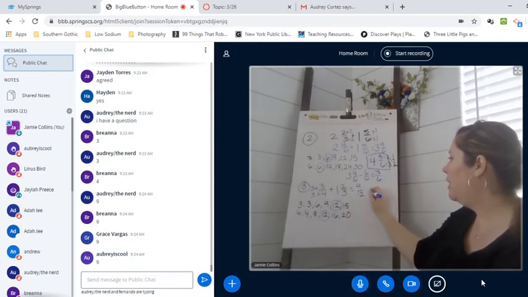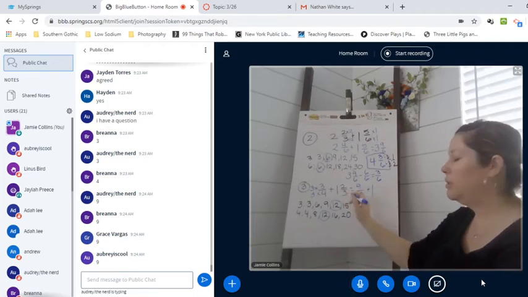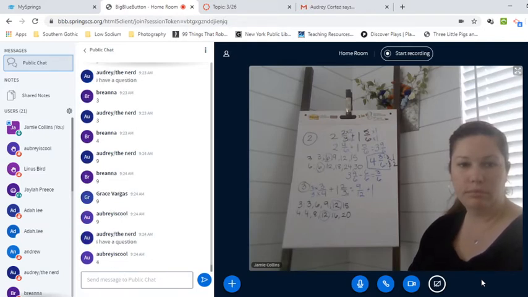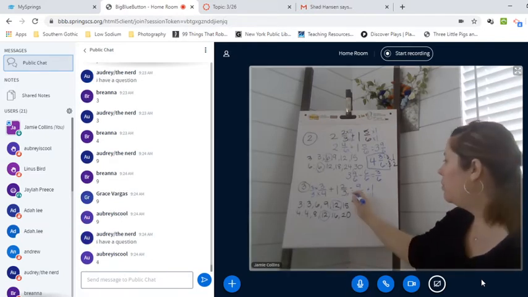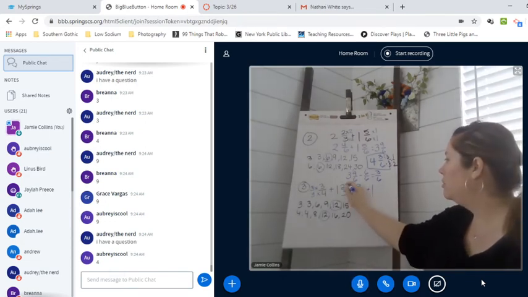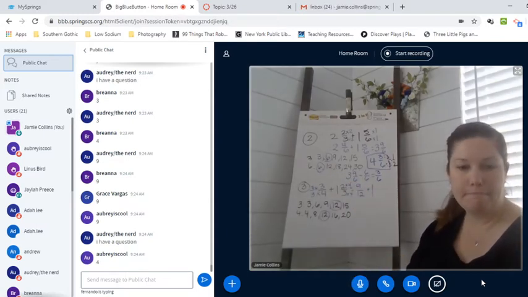9 over 12. And then we're going to add that to our 1 right here. And then 3 times what equals 12? Yeah, 3 times 4. And whenever we do the bottom, we have to do the top. So 2 times 4 is what?